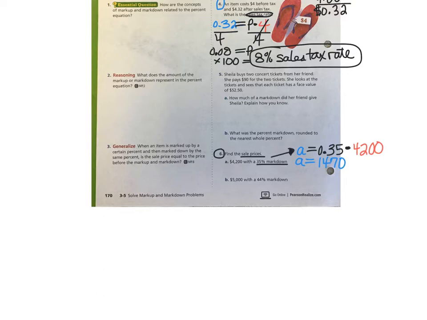The answer to the question says, what is the sale price of that item? And remember, the sale price is going to be the original cost minus the markdown amount. So the sale price of that item will be $2,730. Now I'd like for you to try part B. Pause the video while you do this one and then come back and check your answer.